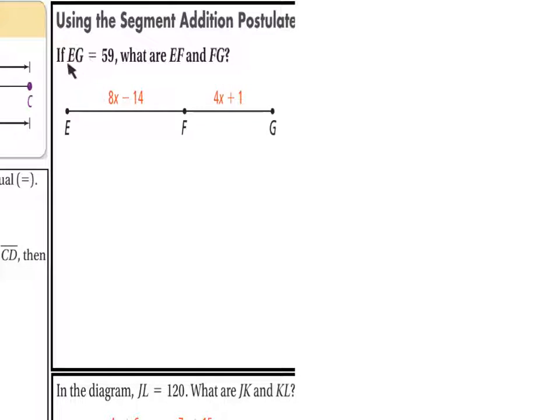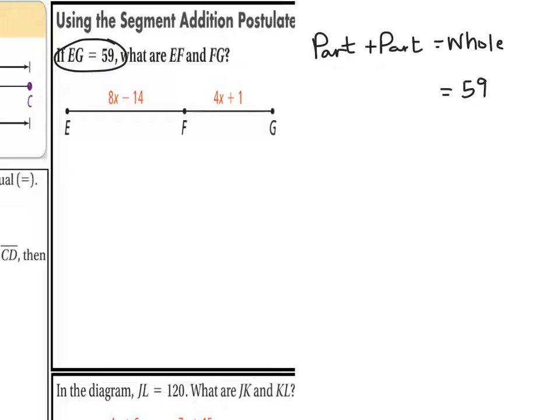Okay, it says here EG is 59, so from E to G. The biggest thing you need to be able to do here is remember that the segment addition postulate is essentially part plus part equals the whole. So what you need to figure out when you're doing these problems is which are the two parts and what's the whole. As you look here, you see EG, and that tells me that's the whole segment. So I know that the whole segment is 59. I'm going to plug that in for the whole. All I'm going to do here is use substitution.